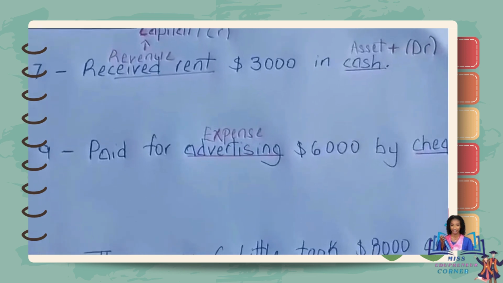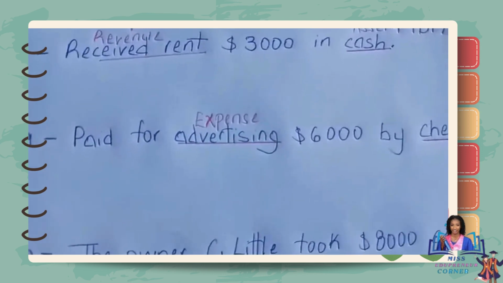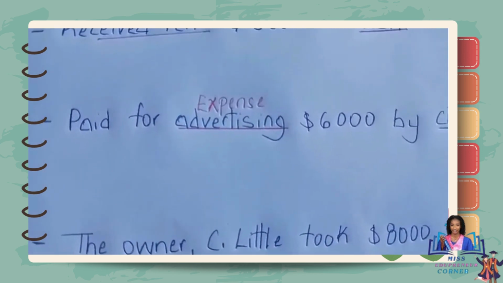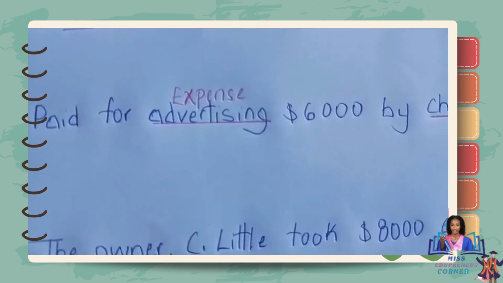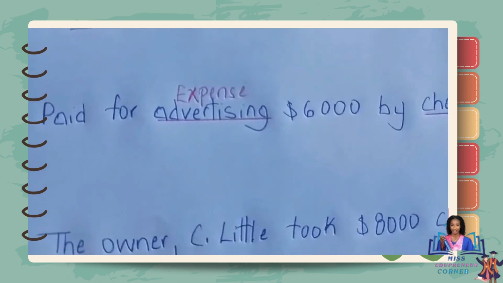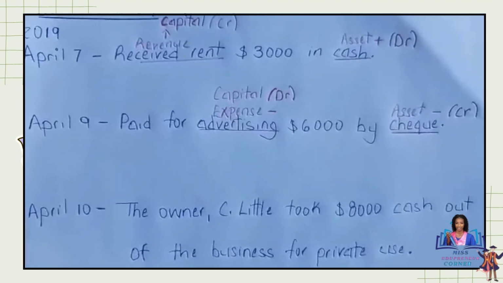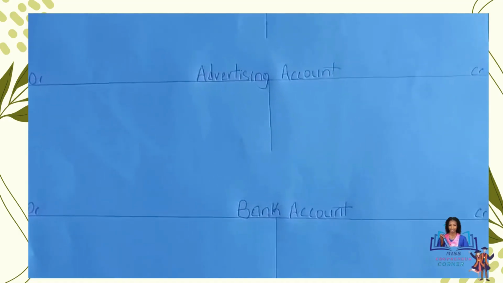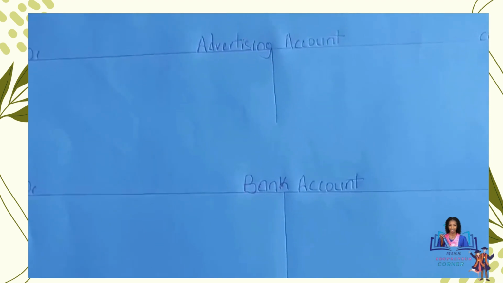Advertising is an expense, and expenses reduce or decrease capital. And remember, as capital decreases, we are to make a debit entry. So the expense account is always debited to show a reduction in capital. So now we're going to reflect this transaction in the T account. So there we have it, the two T accounts, one being advertising and the other being bank.